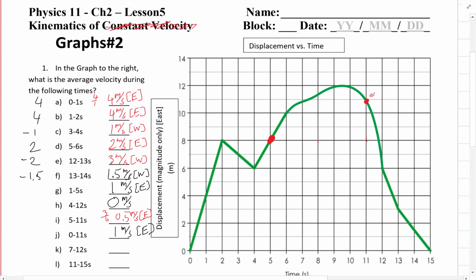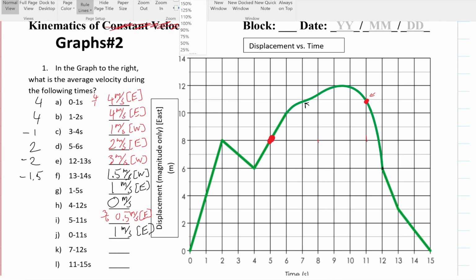And 7 to 12. Ouch! Where are we here? And over to 12, we are there. So at this point, I don't know, let's just zoom in here. Let's go to 300%.